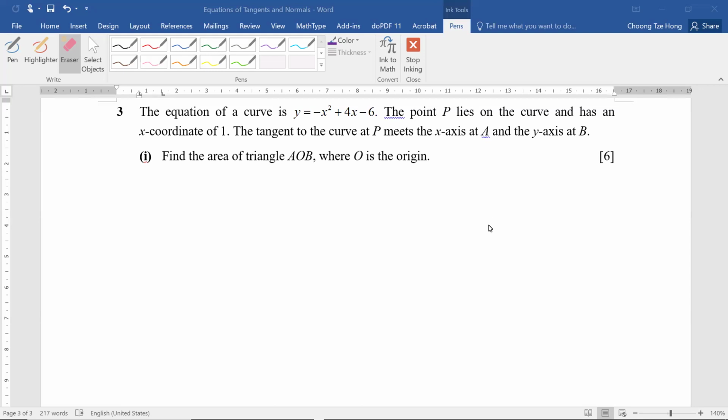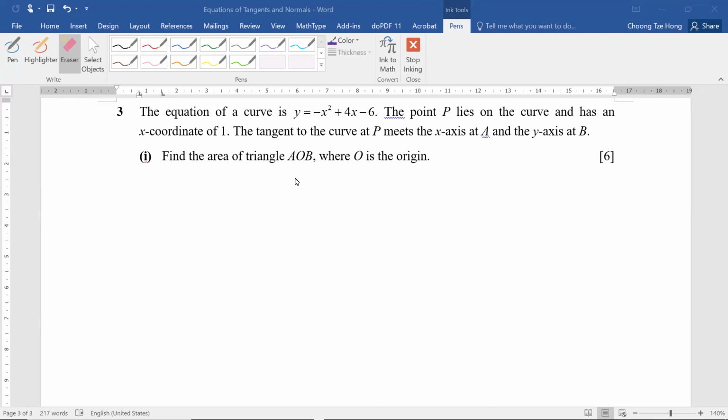They say that the equation of a curve is y equals negative x squared plus 4x minus 6. So over here we have a quadratic curve. The point P lies on the curve and has an x coordinate of 1. The tangent to the curve at P will then meet the x-axis at A and the y-axis at B. For part 1, they want us to find the area of the triangle AOB, where O is the origin. So over here, let's do some backward thinking.